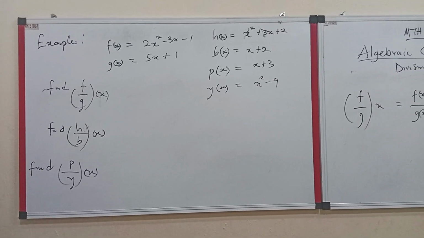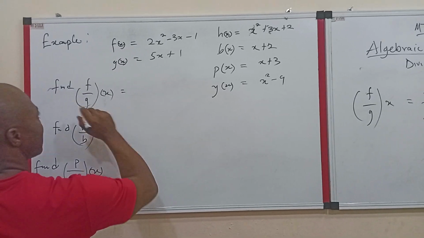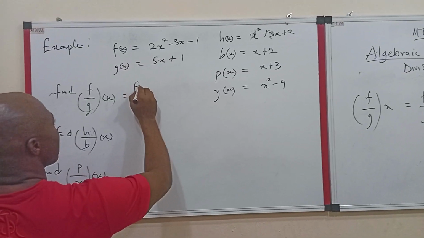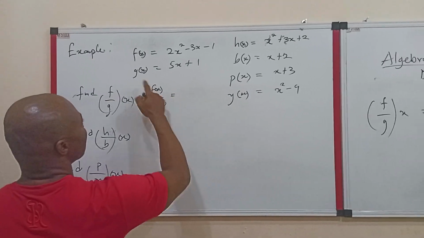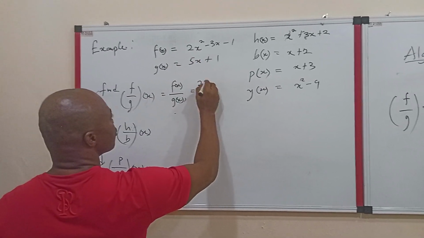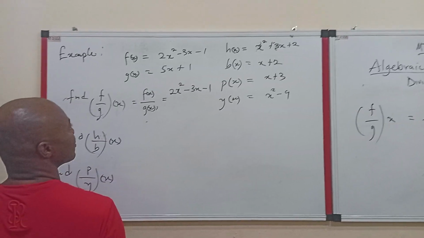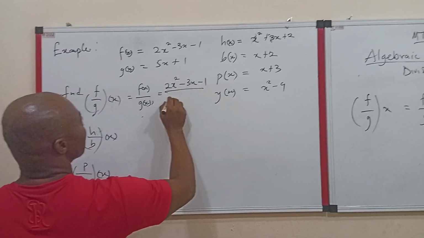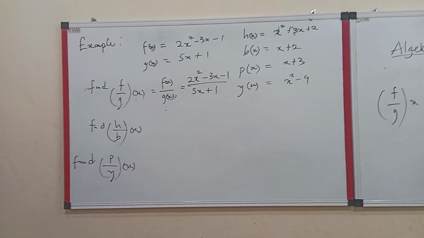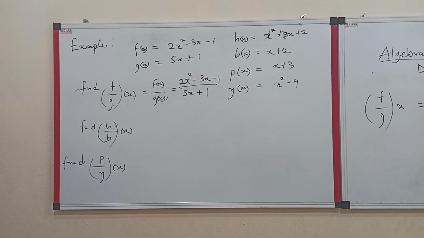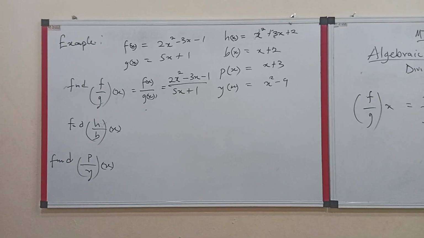All of them are pretty simple. Now for this we have f of x all over g of x. And f of x we have as 2x squared minus 3x minus 1 all over g of x, which is 5x plus 1. And that's all. Can we simplify it further? No. So you just leave it in that form.